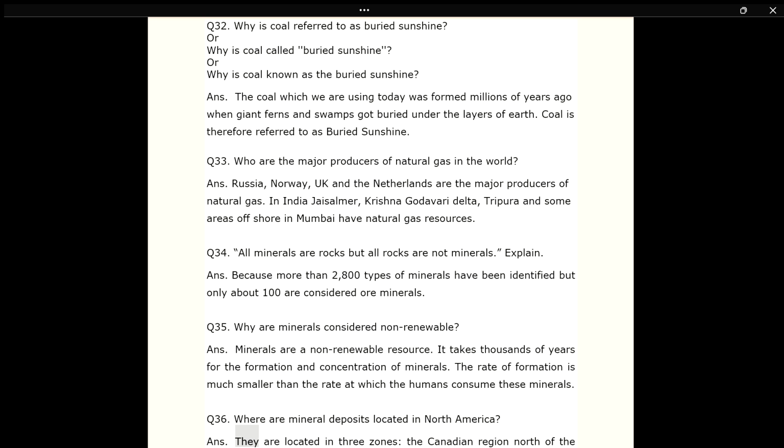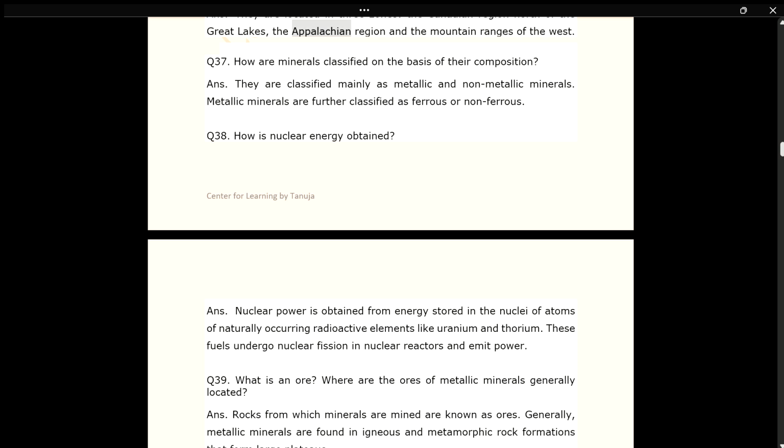Q36. Where are mineral deposits located in North America? Ans. They are located in 3 zones: the Canadian region north of the Great Lakes, the Appalachian region and the mountain ranges of the West. Q37. How are minerals classified on the basis of their composition? Ans. They are classified mainly as metallic and non-metallic minerals. Metallic minerals are further classified as ferrous or non-ferrous.